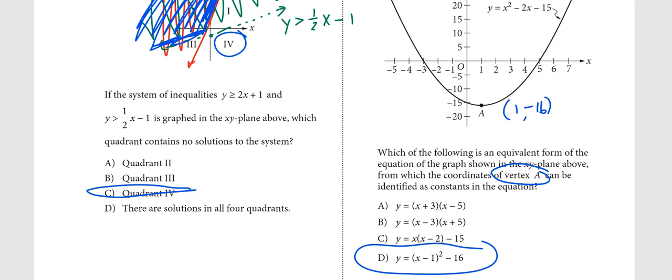See, A shows me something different than D does. D shows me the vertex, A shows me what? It shows me the x-intercepts, right? So negative 3 and positive 5, there are the factors that go with that. So if they just rewrite the question, then A is the answer. You've got to pay attention to what they're asking you for.